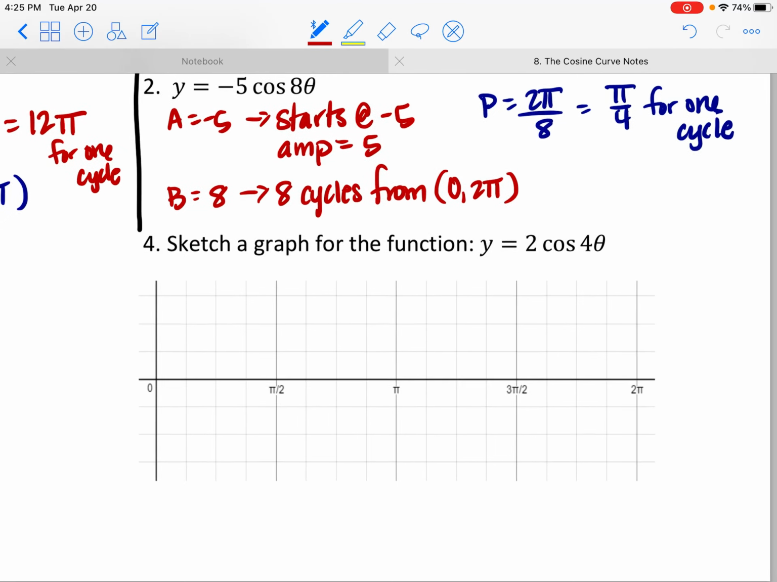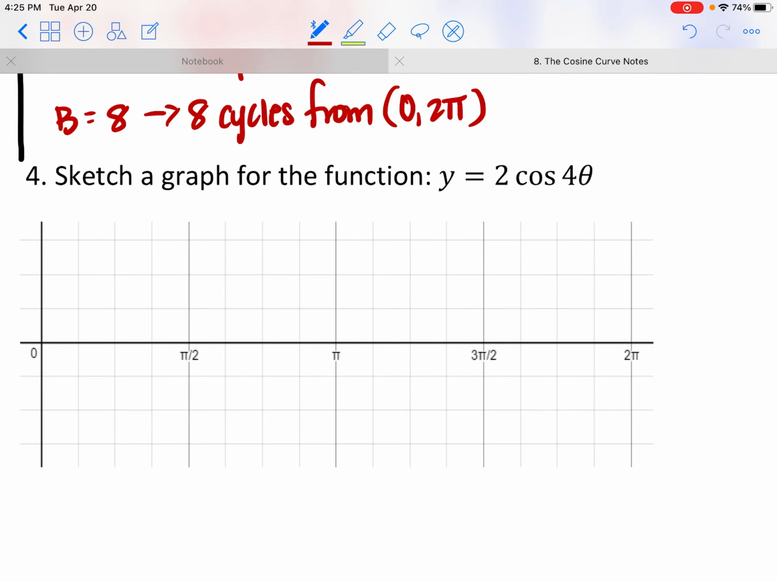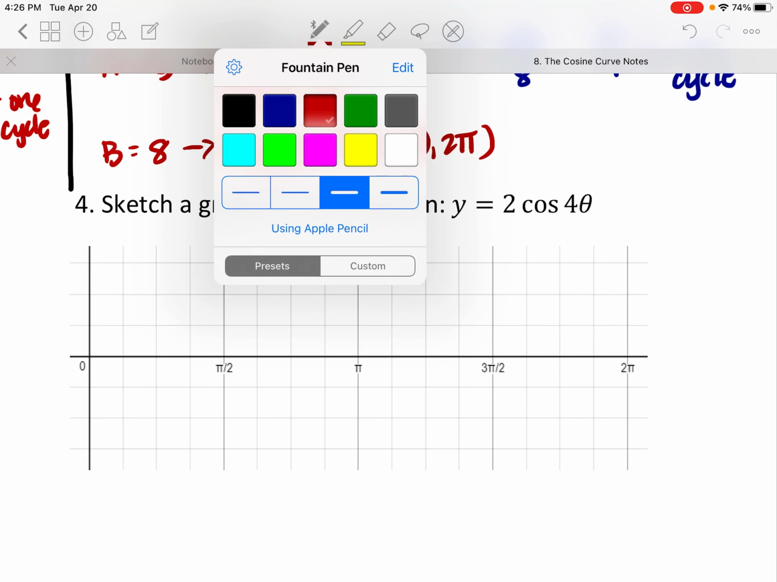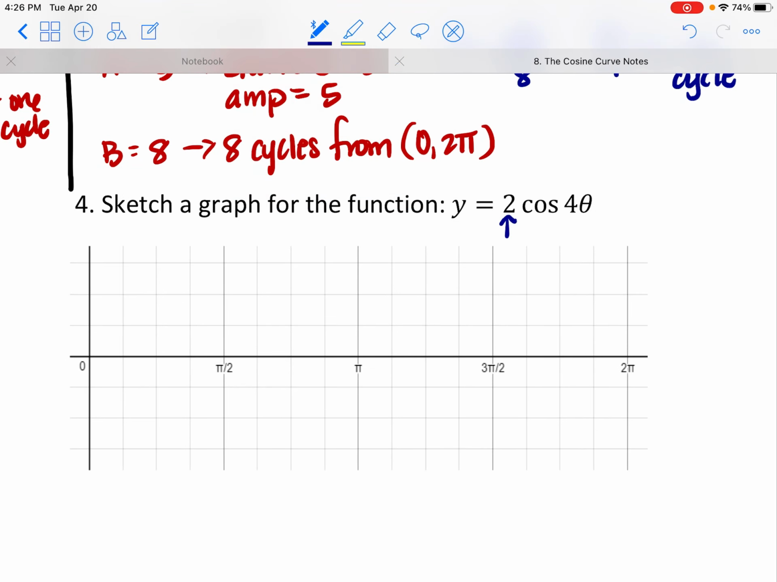Okay, now let's try to sketch the graph for y equals 2 times the cosine of 4 theta. So I need to start at 2. So this is going to be 2, -2. So we're going to start this graph at 2.